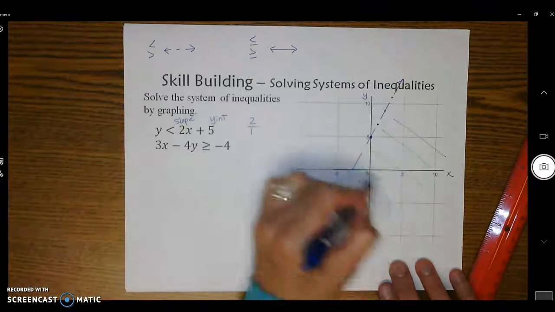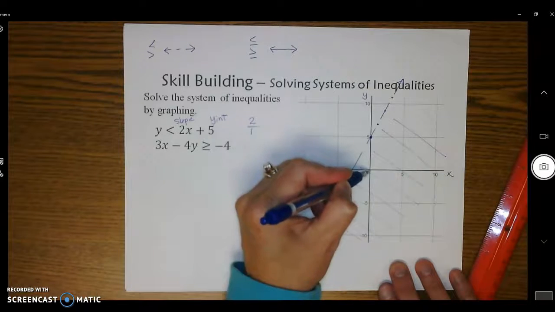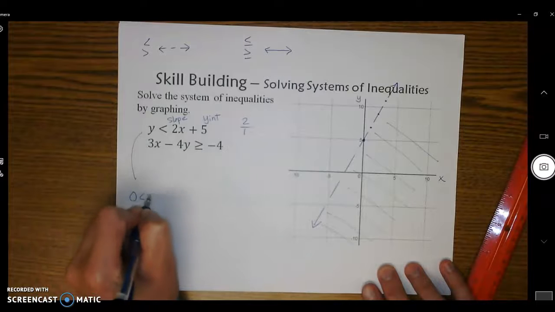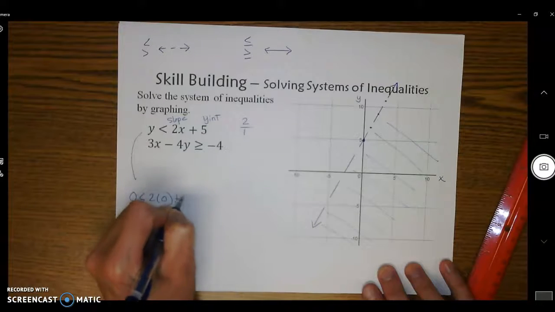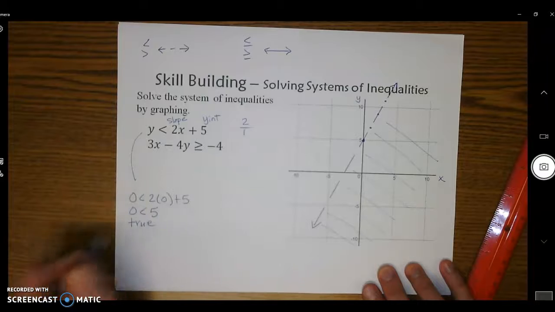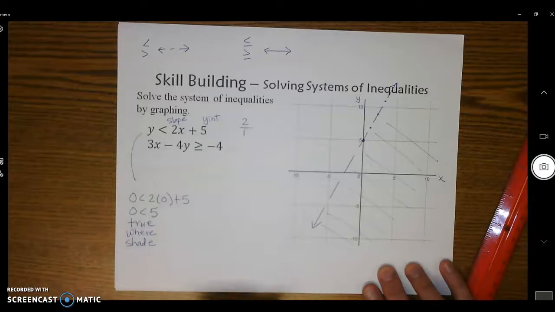If you struggle with that part, you can always pick a point and check it. So here's the origin. If I check the origin over here, 0 less than 2 times 0 plus 5. 0 less than 5, that's true. So that is where we shade. If it was false, I would not shade there. All right, let's try this one.